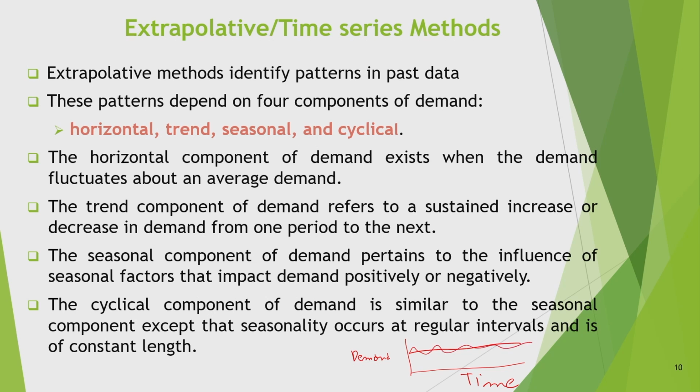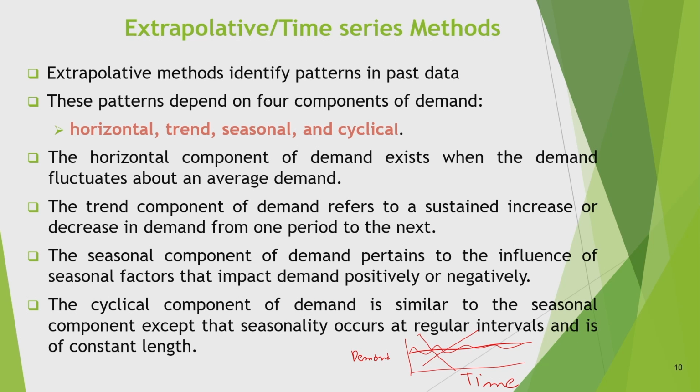Trend means there is a trend in the demand, that suppose demand is increasing with time, so there is a trend. Demand is decreasing with time, there is a trend. Seasonal means it depends on the season. In the rainy season, demand is different. And cyclical means it keeps fluctuating, sometimes it is more, then it is less, like that.